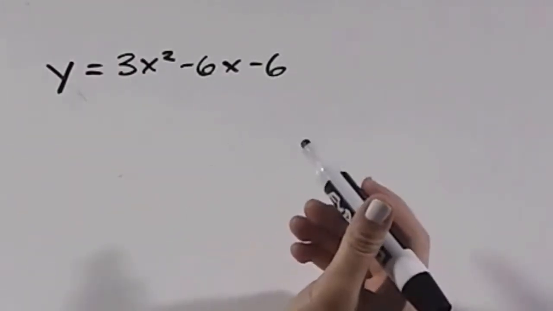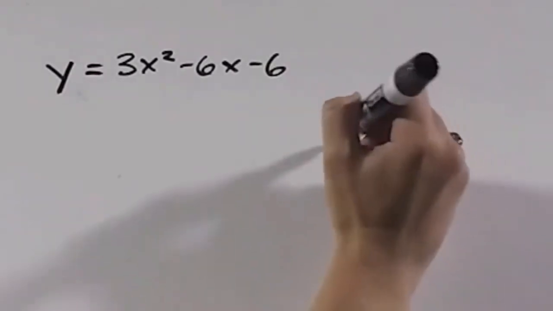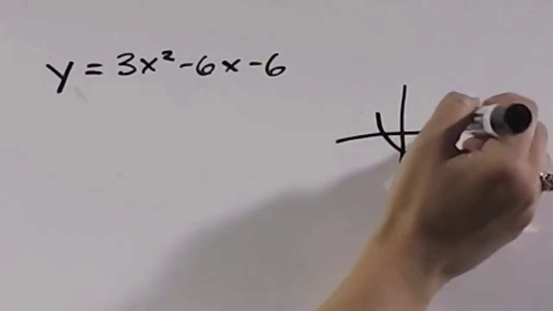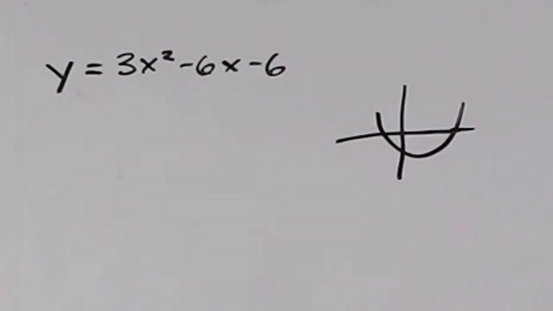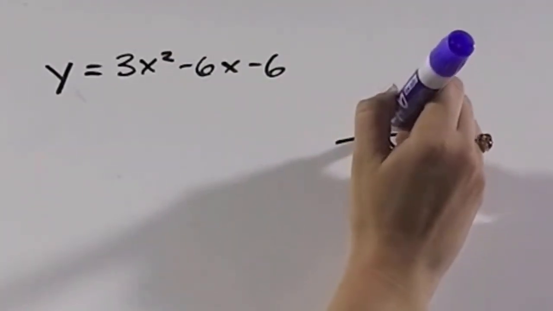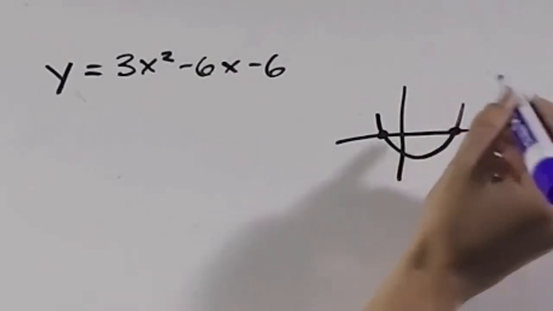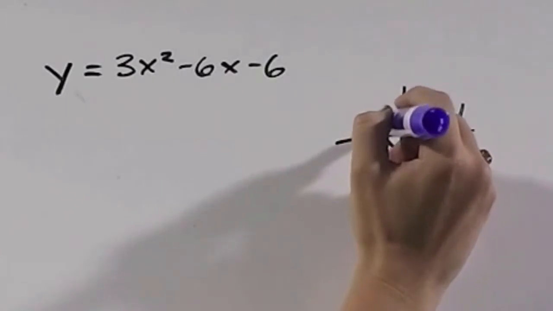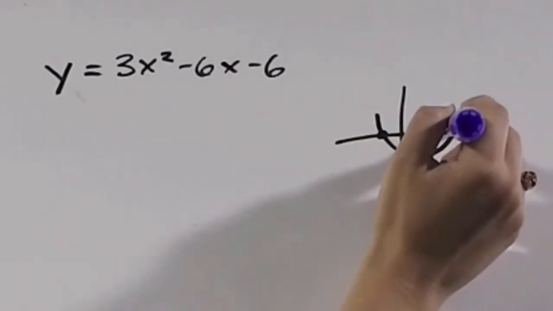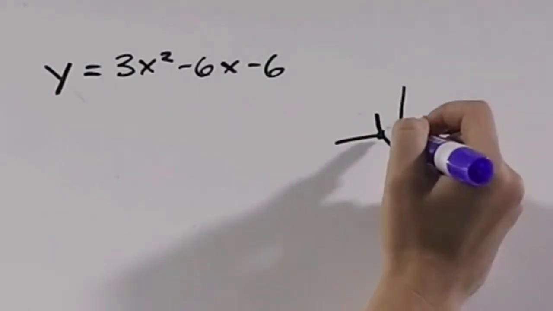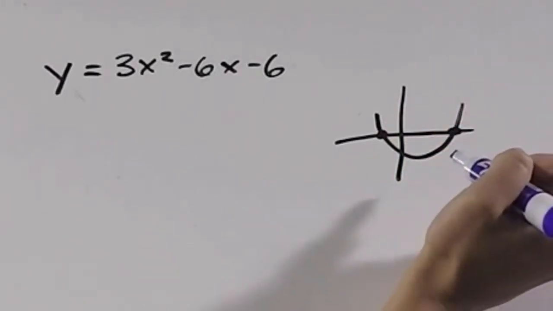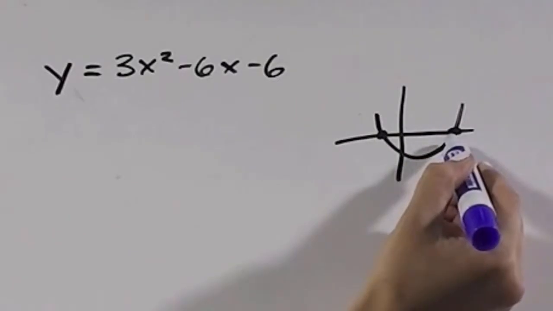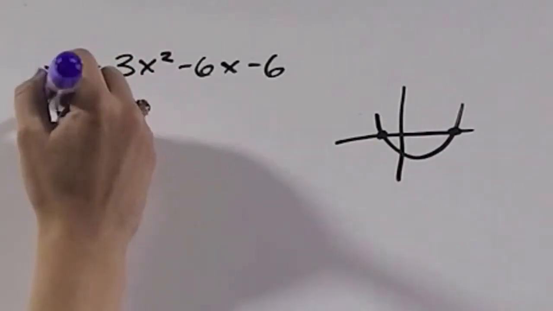So, just to remind ourselves what the zeros are, let's say we're looking at a quadratic function. In graph form, it looks something like this. Just any old quadratic function. And wherever we cross the x-axis with our graph, those are zeros, because it's where y equals 0.